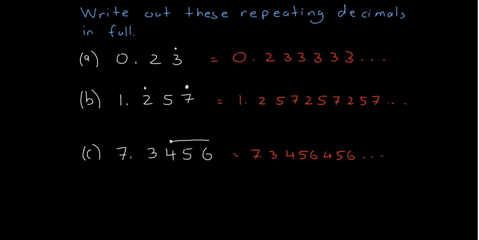1.257 with the dots above the 2 and the 5 mean we repeat everything in between them, okay? So it means we're repeating 1.257257257. It doesn't mean we repeat 1.257272727. This whole part here repeats.